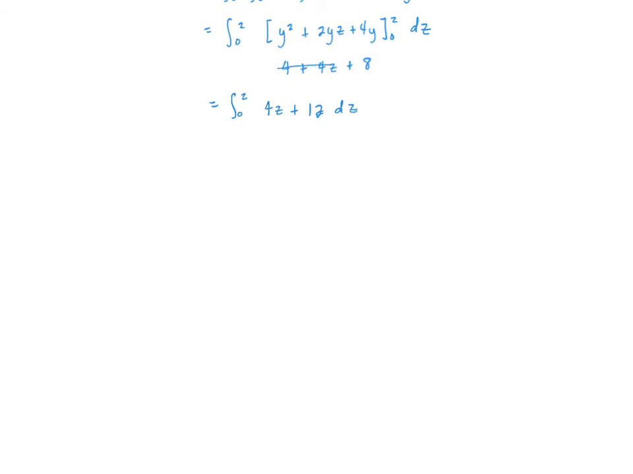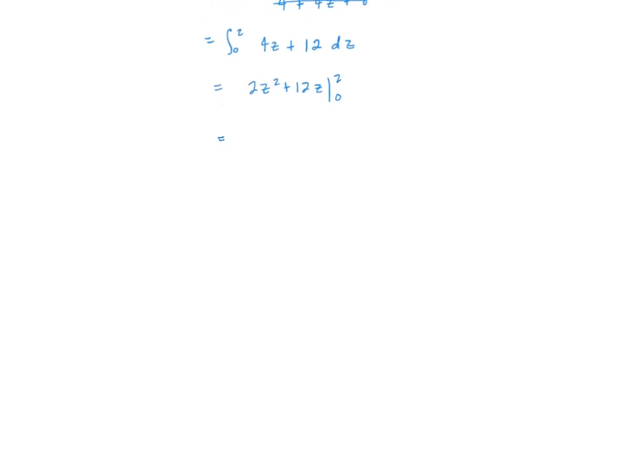This is going to bug me because these are not equal. That's just scratch work. I should have done that somewhere else. Okay. I get 2z squared plus 12z evaluated from 0 to 2. Looks like it's going to be 8 plus 24, or 32. A lot of 32s.